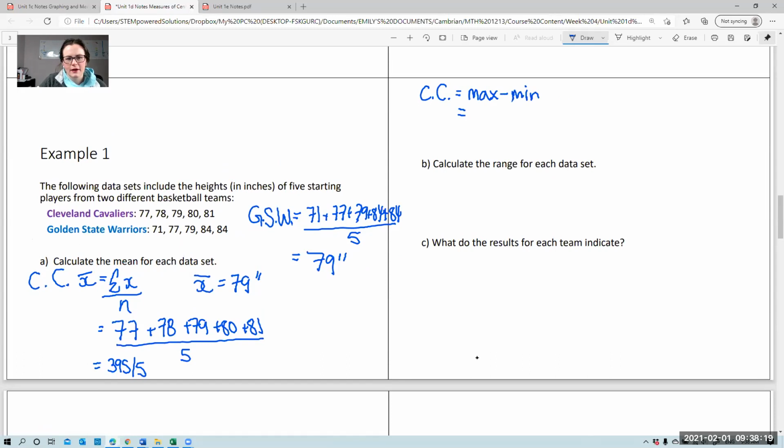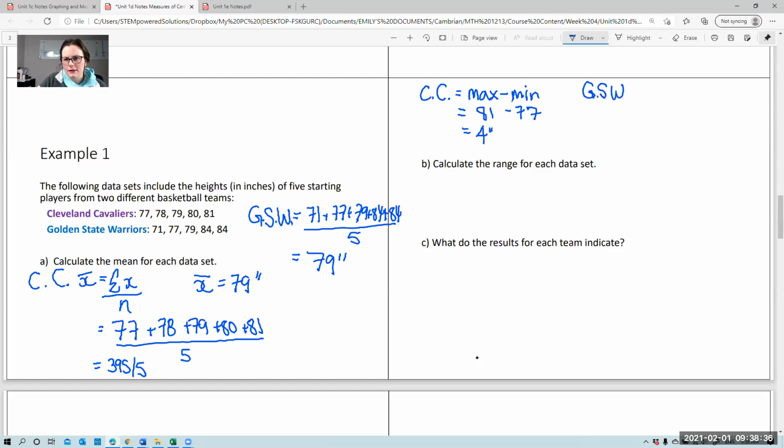The maximum data value is 81. The minimum data value is 77. So 81 minus 77 is equal to 4 inches. So that's the difference between the maximum, or the tallest player, and the shortest player on the team.